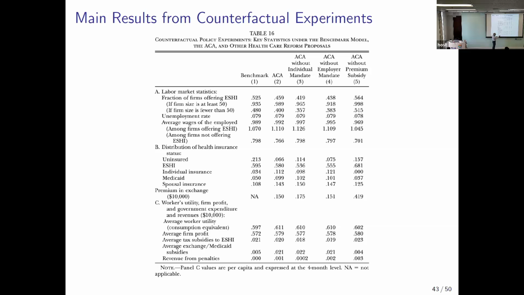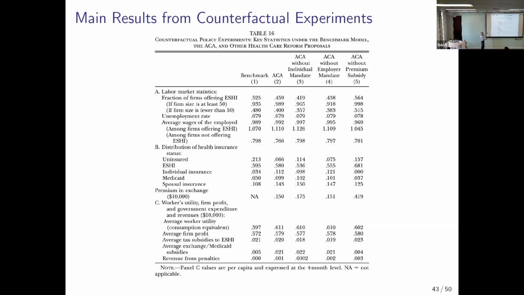If you were to remove premium subsidy, you see, ACA without premium subsidy, then actually the individual insurance market completely collapses. Nobody is getting insurance from the exchange anymore. It's like the carrot is much more powerful, turns out, than the individual mandate in getting people who did not have insurance from the employer to buy insurance from the exchange.